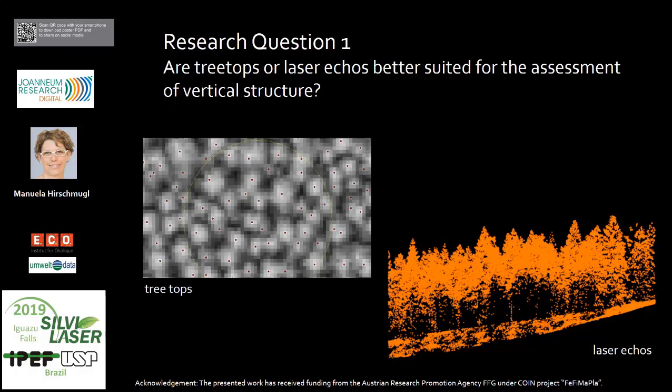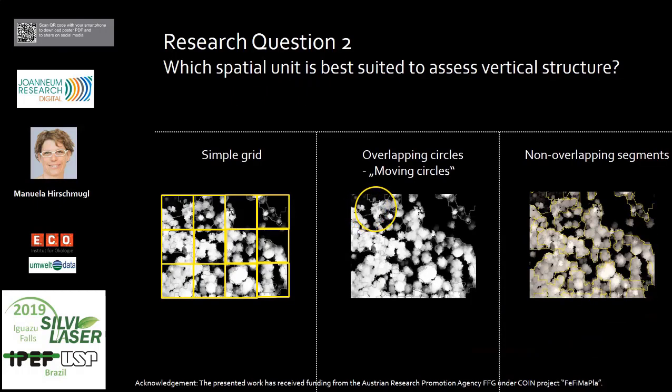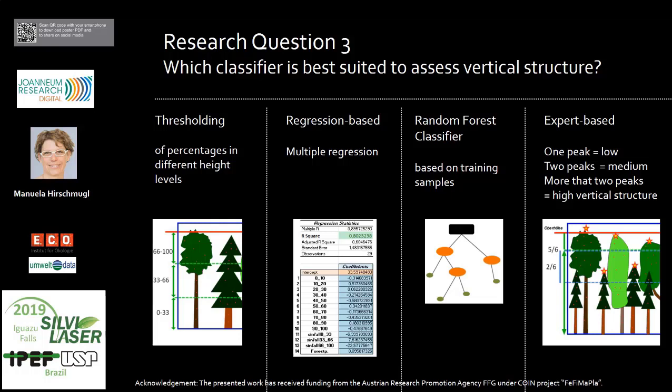The first research question is, are treetops or laser echoes better suited for the assessment of the vertical structure? You can see the laser echoes on the right. The second research question concerns the spatial unit, which is needed to assess the structure. Is it a simple grid? Is it moving circles, or are non-overlapping segments?